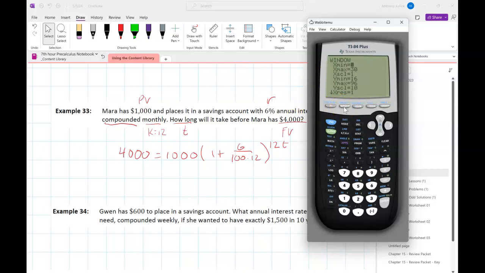So if x is representing the time, what's the least amount of time? 0. Can't have negative time. And then we don't know how long this is going to take. What do you think's a reasonable guess here for an upper limit? What time is certainly enough time for this to have happened?